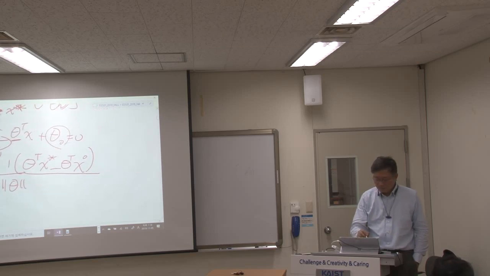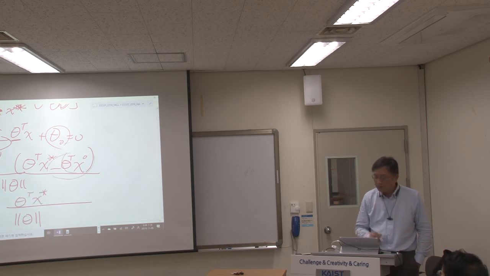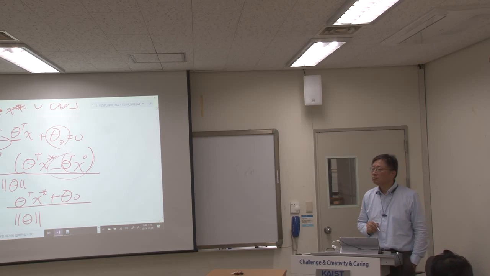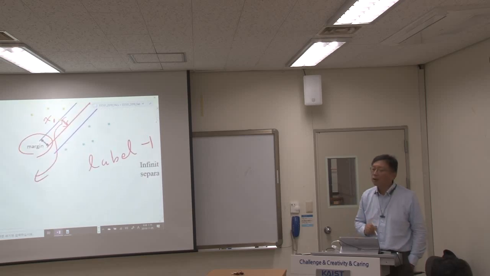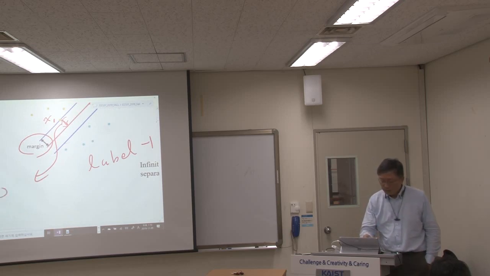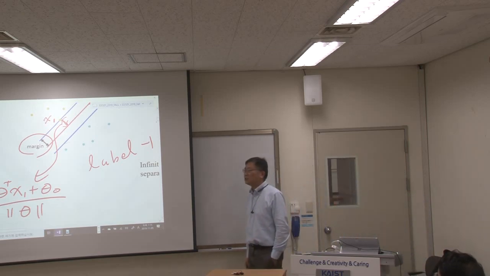And this will be that theta transpose x star. Now what is this value right here? It will be theta 0, right? Okay. So right here, when I go to here, what is that distance right here? That will be theta transpose x1 plus theta 0. There you go. Okay? That will be the distance.